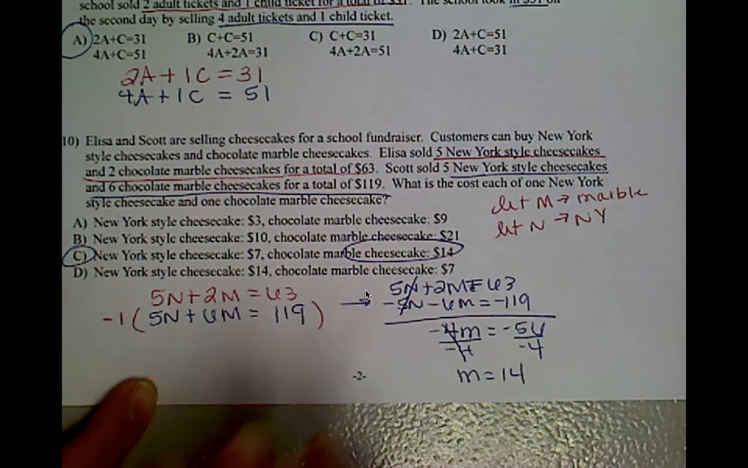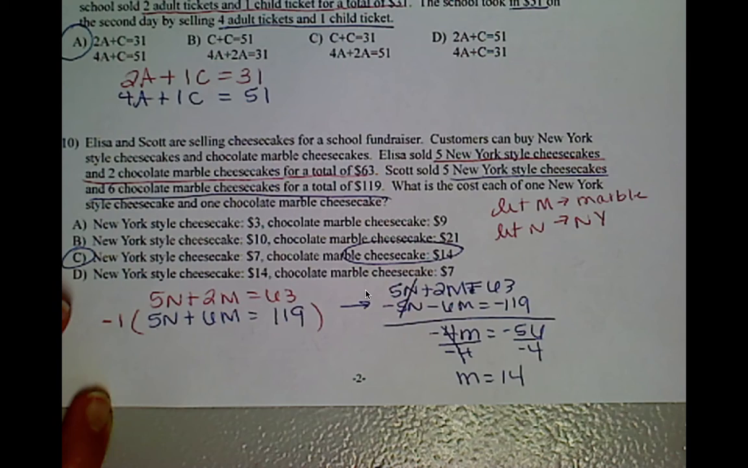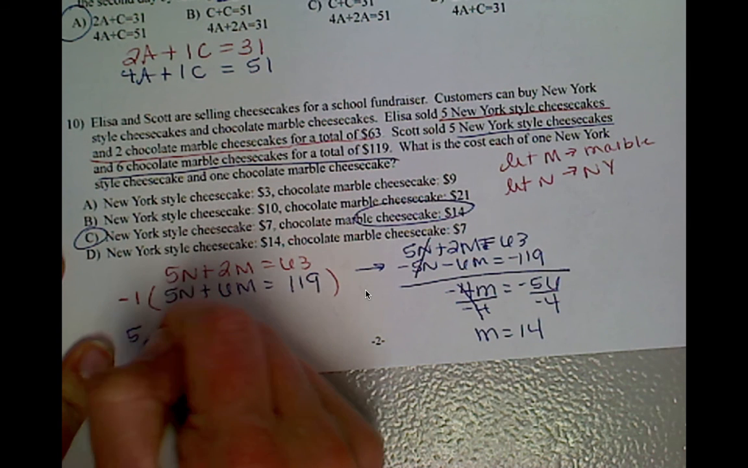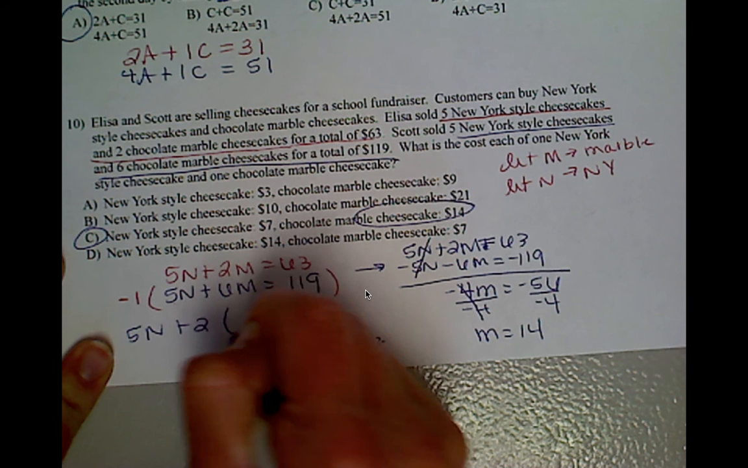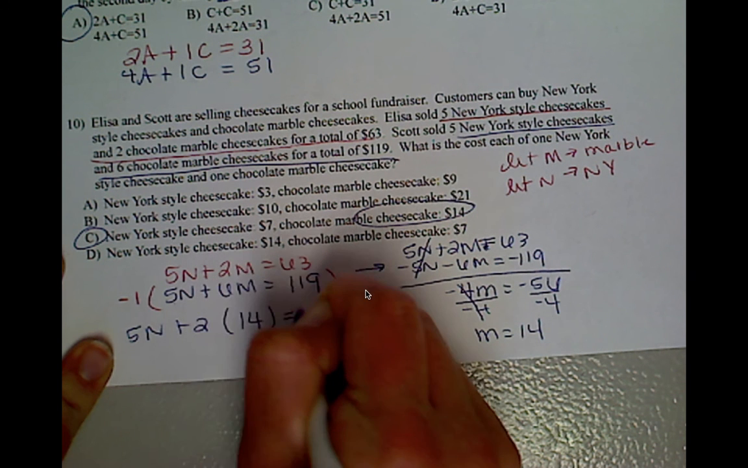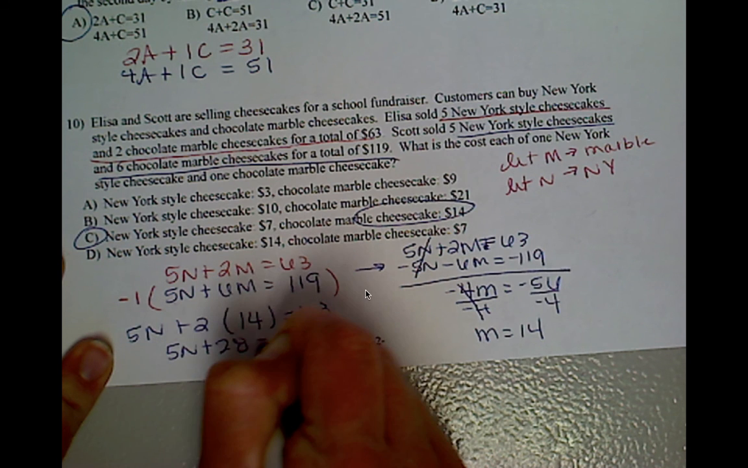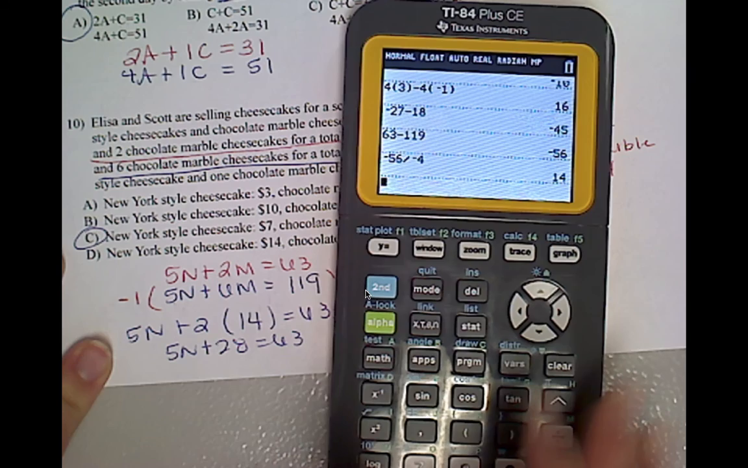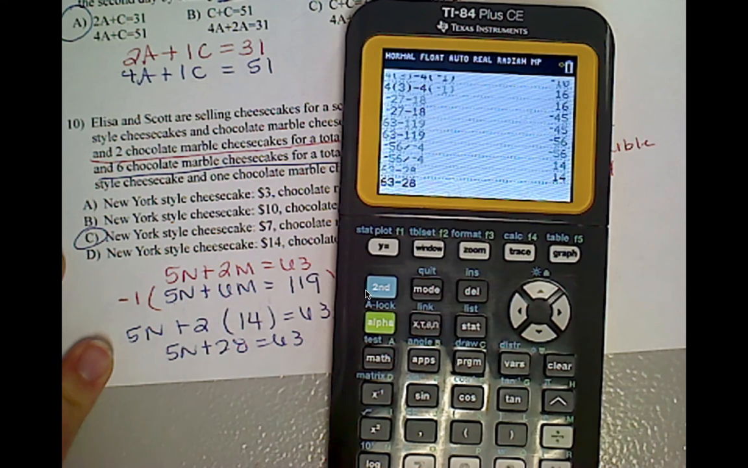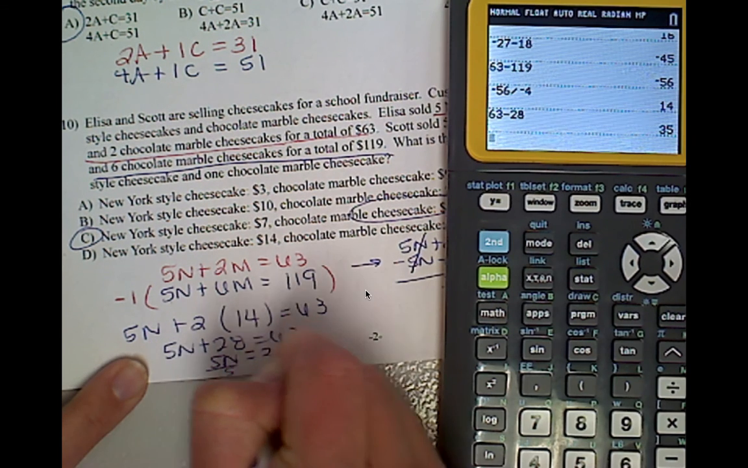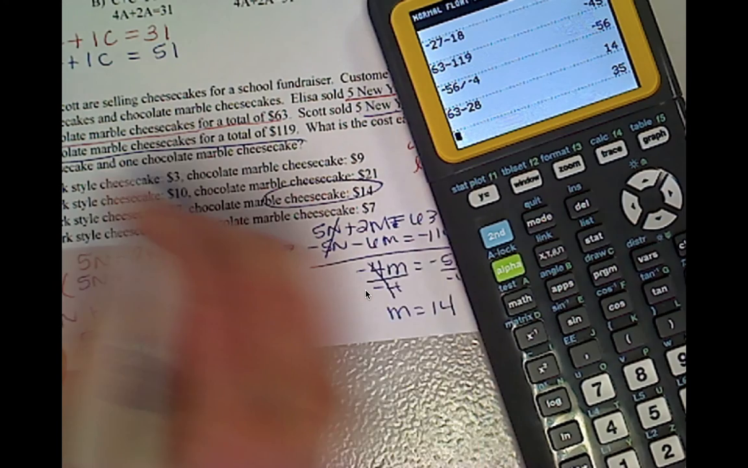However, let's go ahead and solve for the other piece while I've got 1 minute to spare. Okay, so 5n plus 2, instead of m, I'm going to put 14, equals 63. So 5n plus 28 equals 63. Subtract 28 and you get 5n equals 35. Divide by 5 and n equals 7. I know that's rushed.